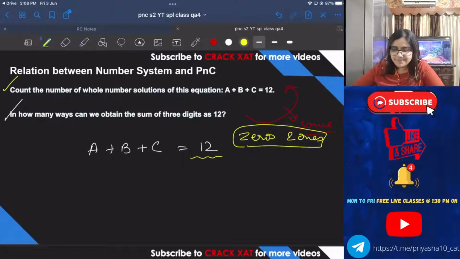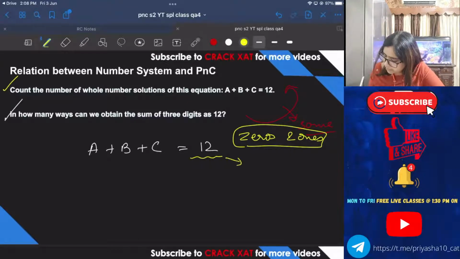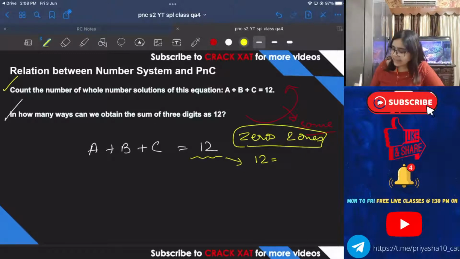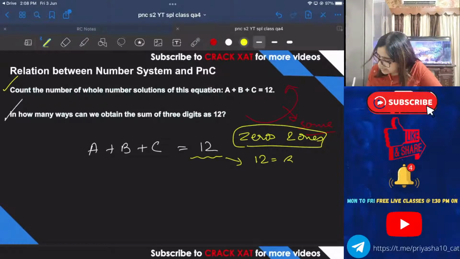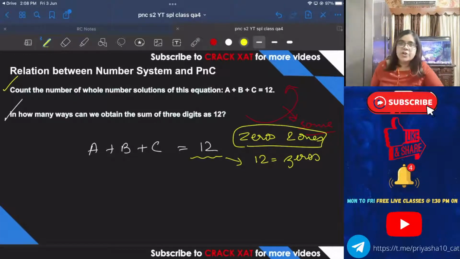I'm telling you a completely new method, so don't jump to anything right now. 12. Very good. 12 is the number on the right hand side. So whatever is the number on the right hand side, I will consider that as my zeros. I have 12 zeros. Now count the number of operators I have.